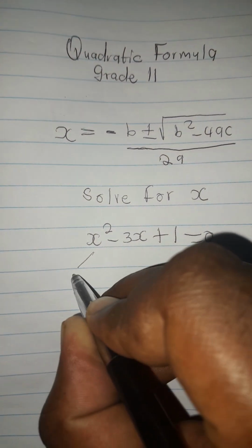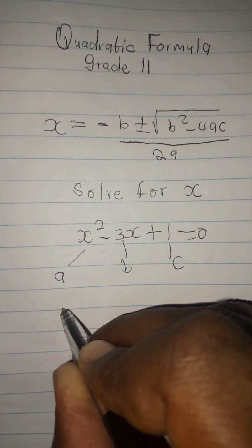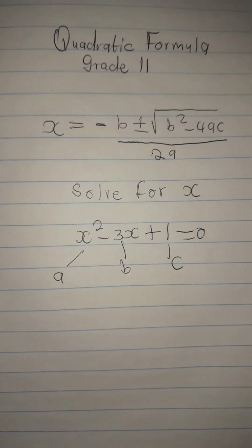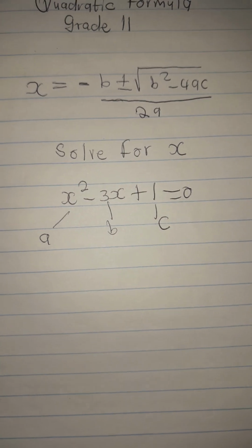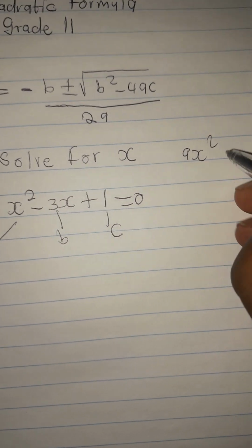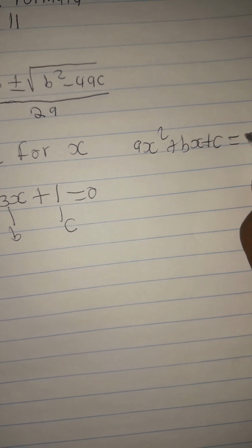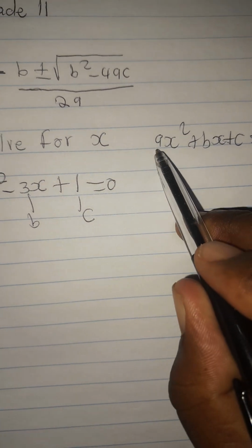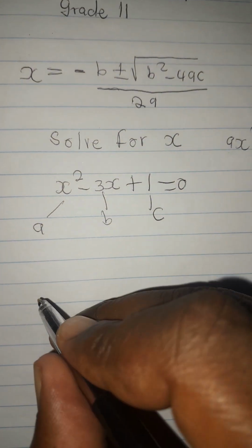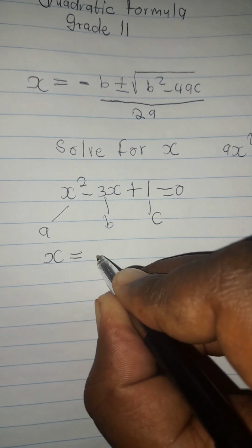First thing, we can see that this is a, this is b, and this is c. Where do I get this a, b, and c? Remember that we are working with ax squared plus bx plus c. We're working with this form of an equation, which is a quadratic, whereby these are a, b, c. So let's put this into practice.